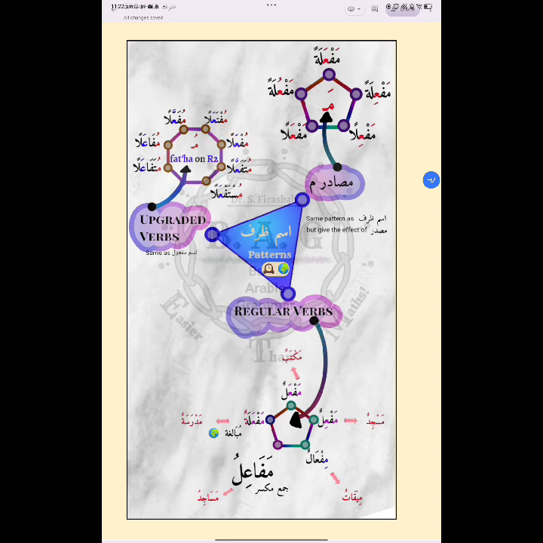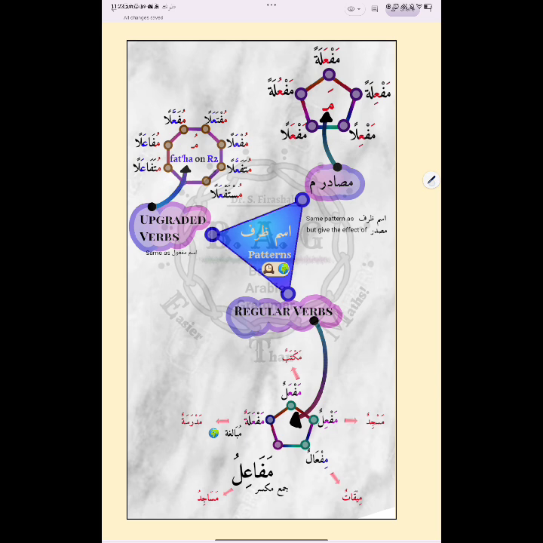Mufta'alan, for example. So mufta'alan, then you've got mufa'alan, mutafa'alan, mustaf'alan, mutafa'alan, and muf'alan. So these are going to be your patterns for the ism zarf from upgraded verbs.